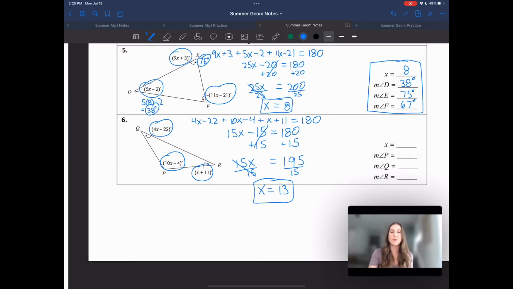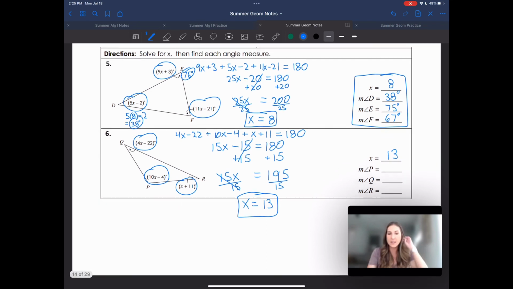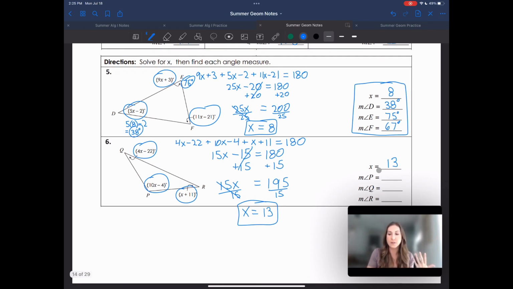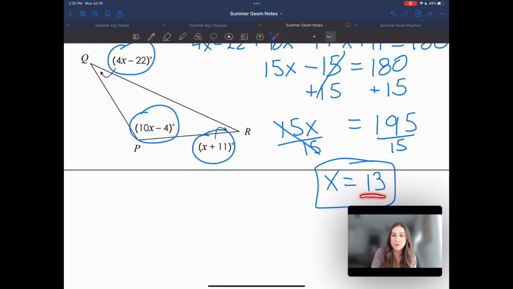Not too bad. I know we went through that quickly, but I'm hoping you guys tried it on your own and you're just checking your work with me at this point. Okay, x equals 13. Now we go plug it in to solve all of our angles. So let's find the measure of angle P first. Let's see, we're plugging in 13 in for x right here.